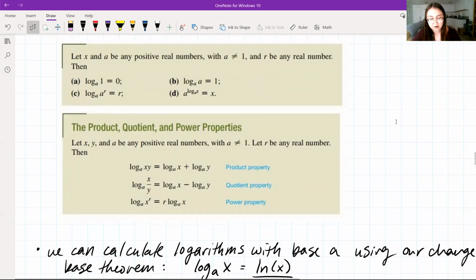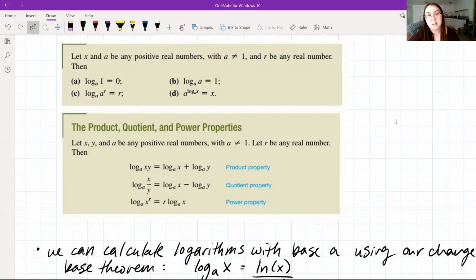Then we have the product, quotient, and power properties. So we let x, y, and a be any positive real numbers with a still not equaling 1. We let r be any real number. Then we have log base a of x times y is equal to log base a of x plus log base a of y. So this is the product property. It allows us to take terms that are being multiplied and separate them into two separate terms where they're being added together.